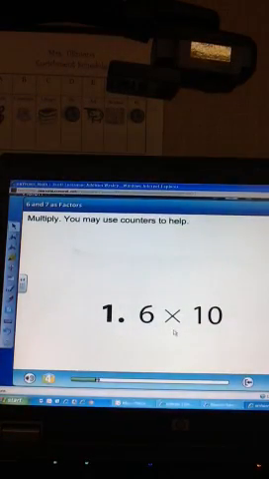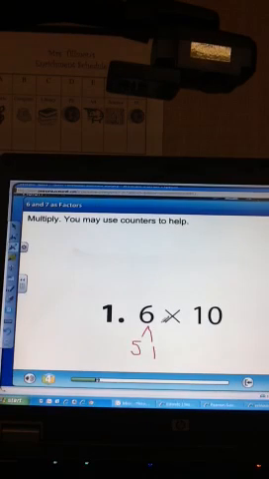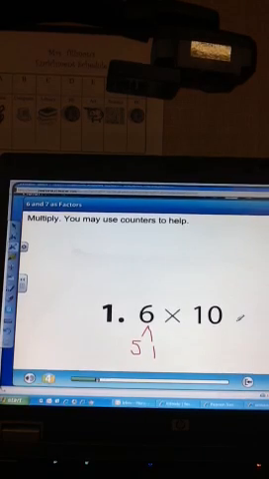Number 1, 6 times 10. Don't forget that we break up our 6 into a 5's fact and a 1's fact. Don't forget, 5 plus 1 still equals 6, but I want you to show me the two arrays, a 5's fact and a 1's fact. So in this problem, it would be 5 times 10 and 1 times 10. Then you would add those together to get your total product.